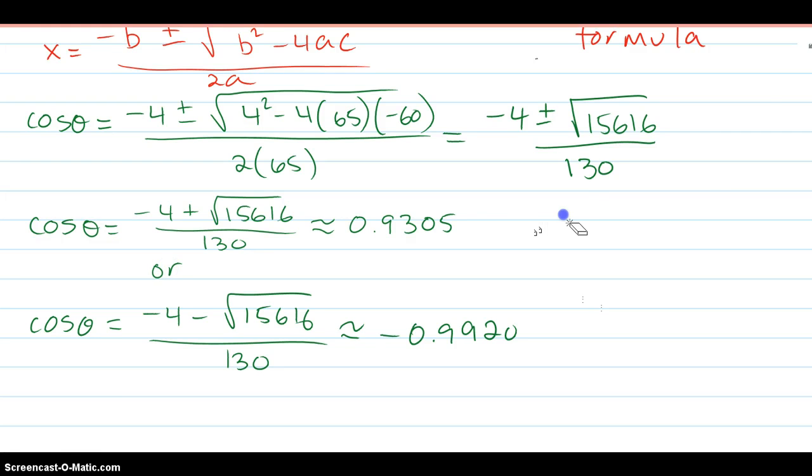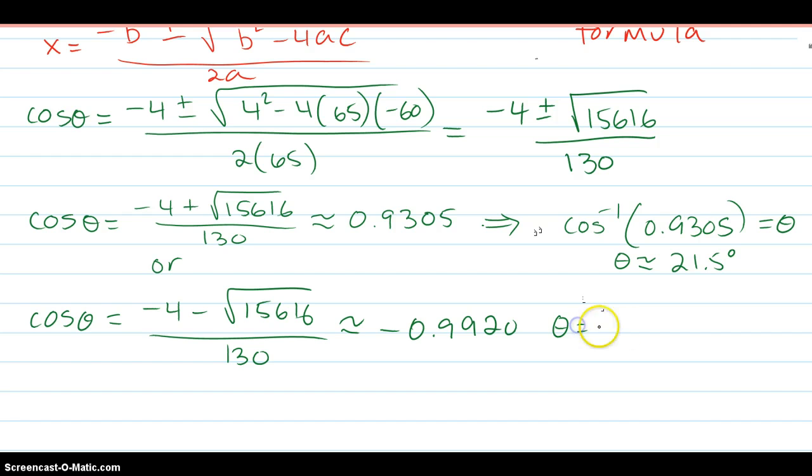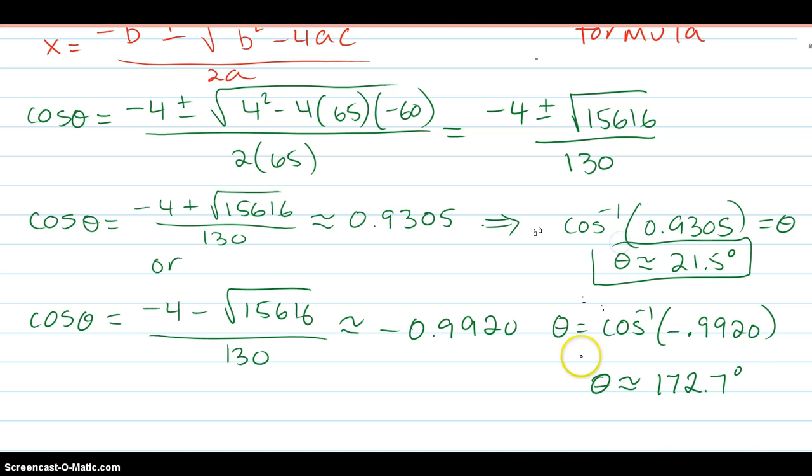Let's put the theta over here, because for this equation, if you figure the inverse cosine of 0.9305, that would equal theta, so theta would approximately equal 21.5 degrees. And this one, let's put the theta first this time, inverse cosine of negative 0.9920, so this one, theta would approximately give you 172.7 degrees. And those are the two answers.